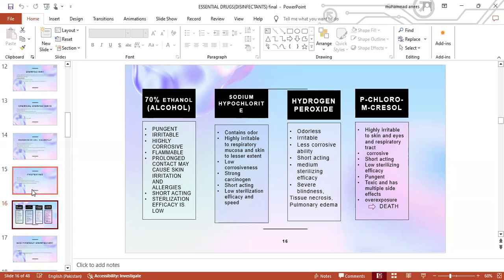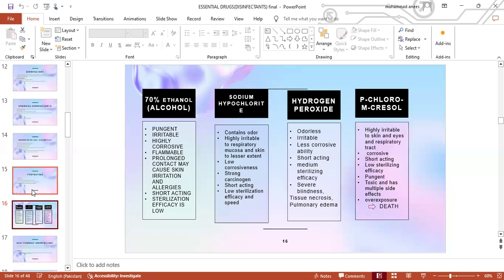Moving on to sodium hypochlorite. It also has some kind of odor. It is highly irritating for the respiratory mucosa and, to a lesser extent, for skin. In terms of corrosiveness, it is not very corrosive as compared to 70% ethanol. However, it is a strong carcinogen, and its duration of action is also short. It has low sterilization efficacy and speed.